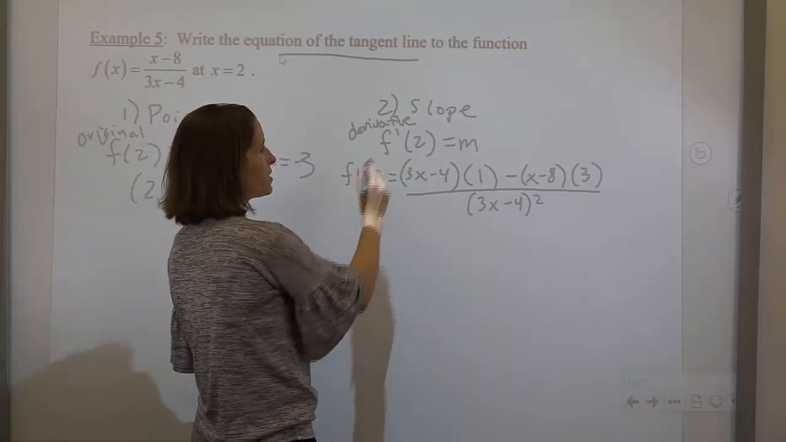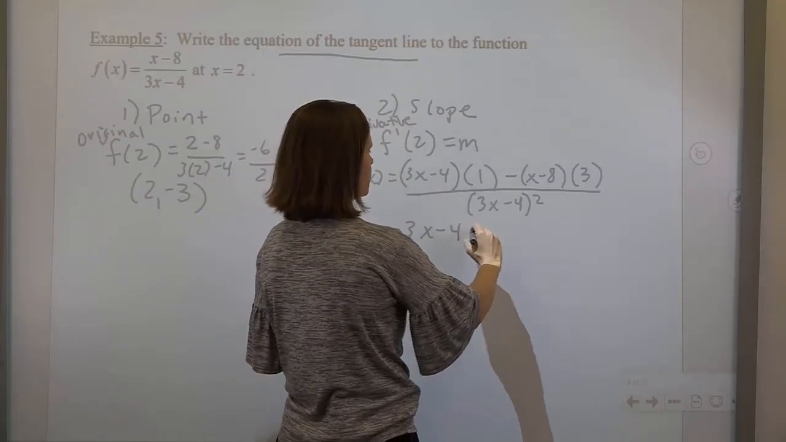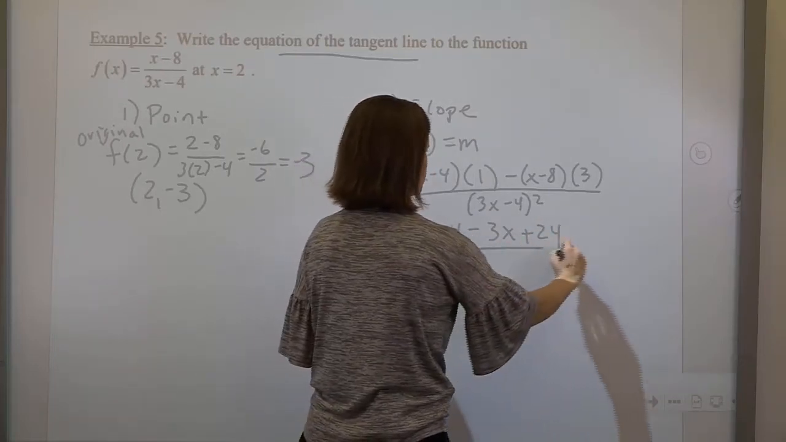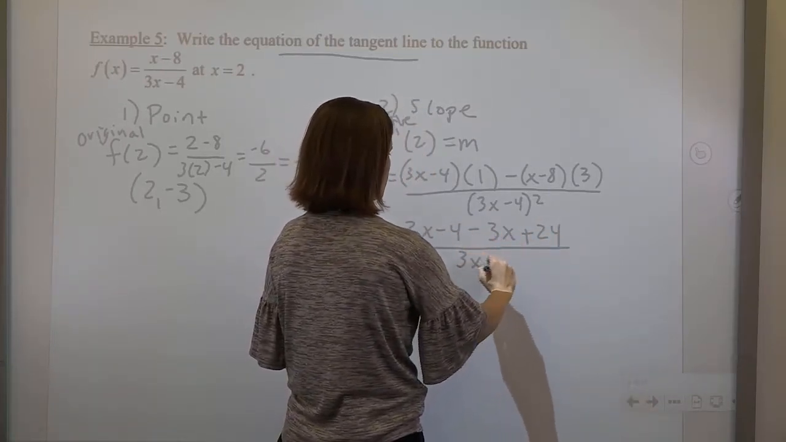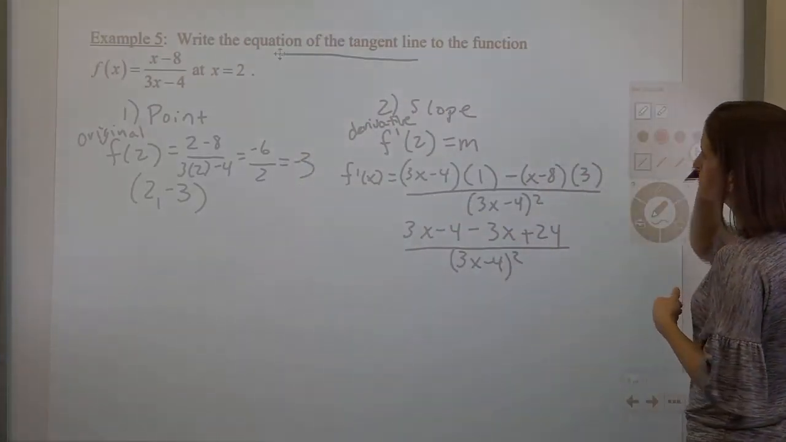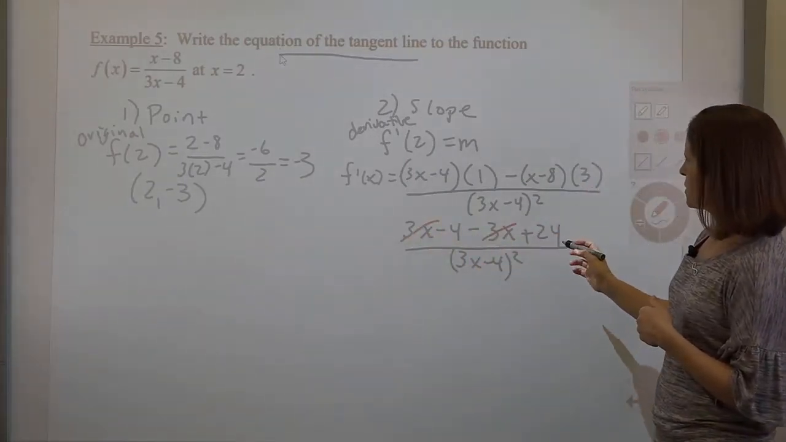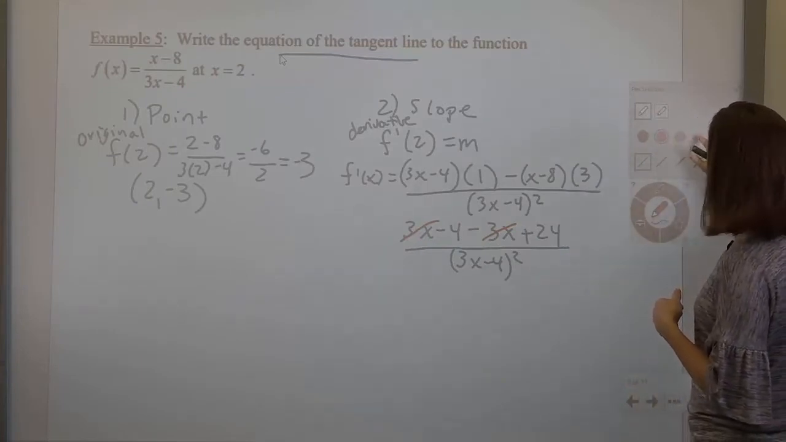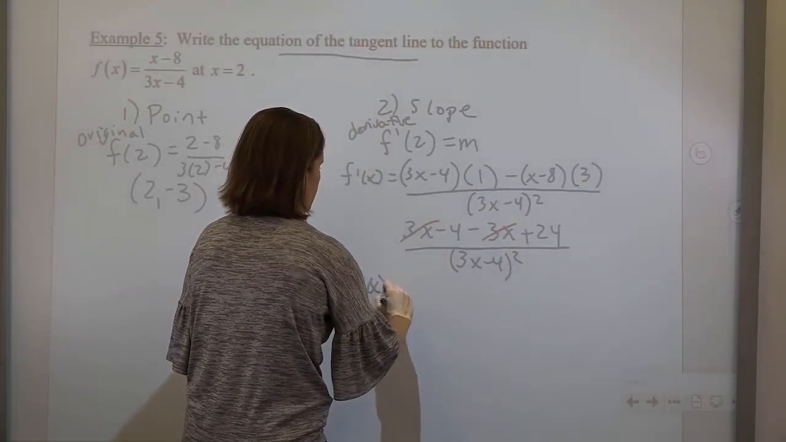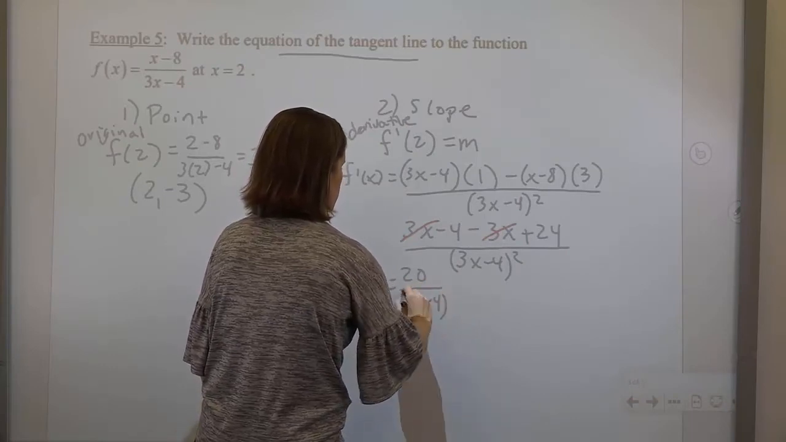So we will clean this up a little bit since we need to plug in and do things with it. So we have 3x minus 4 minus 3x plus 24. Okay, and so we do get some cancellation of our 3x's, and that leaves us with a 20 in the top, it looks like. So our derivative is 20 over (3x minus 4) squared.